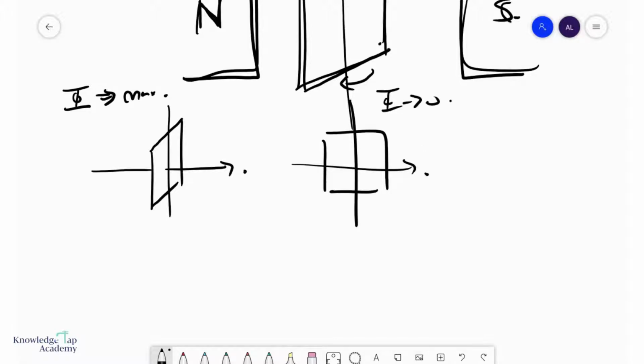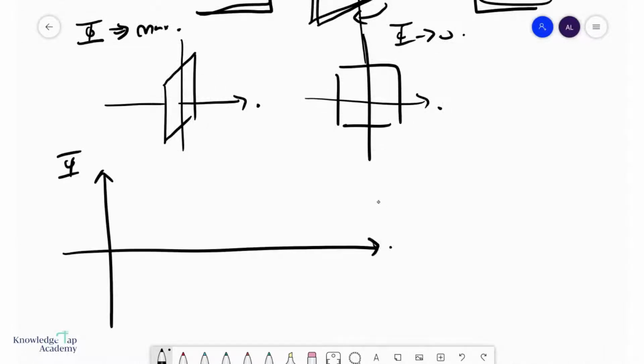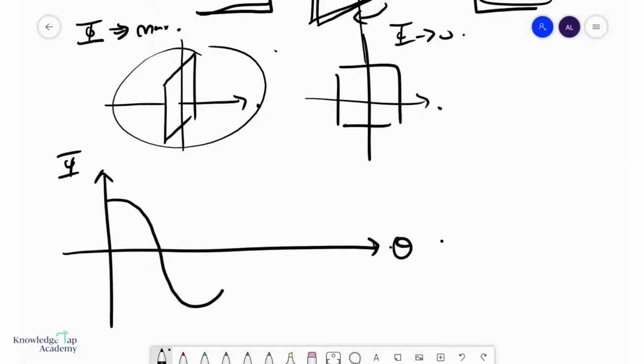And so what we are actually looking at over here, if I plot the flux linkage with theta, let's assume that the coil starts off in this position, then it's actually going to look like a cosine curve. Right, this of course being 360 degrees, 180 degrees over here, 90 and 270.